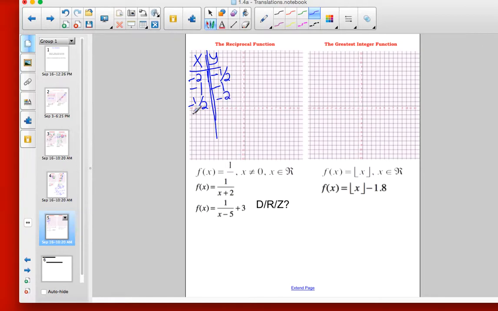If I plug in +1 half, I get +2. If I plug in +1, I get 1 over 1, which is 1. If I plug in +2, I get 1 over 2, which is 1 half. Right, so these points are good. These are a good 6 points. We're going to definitely use them a lot tomorrow. This is just the parent function. We're going to plug these in: -2, -1 half; -1, -1; -1 half, -2; 1 half, 2; 1, 1; and 2, 1 half.